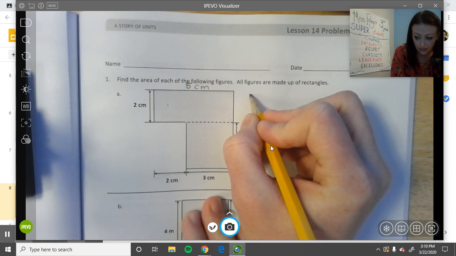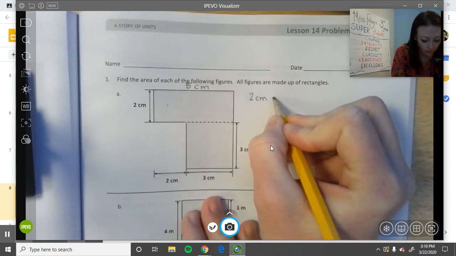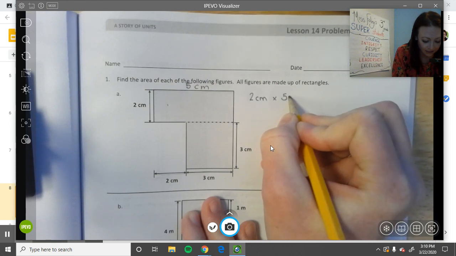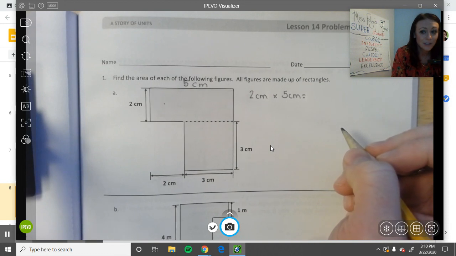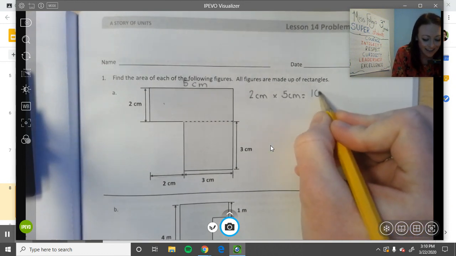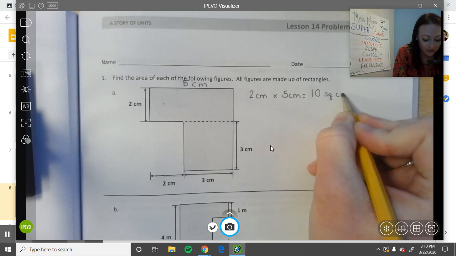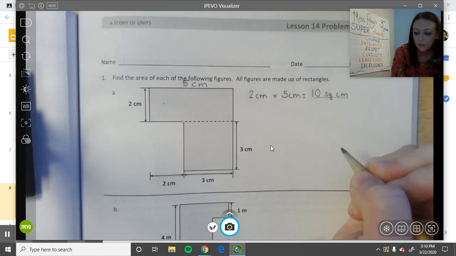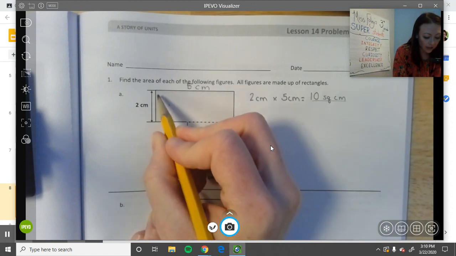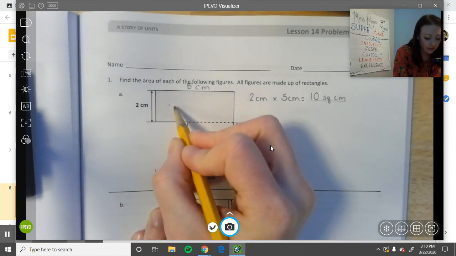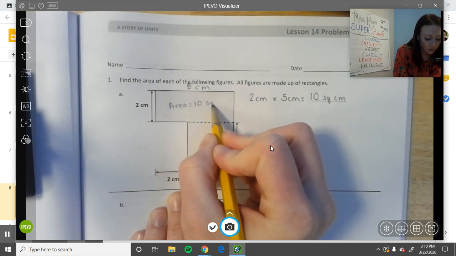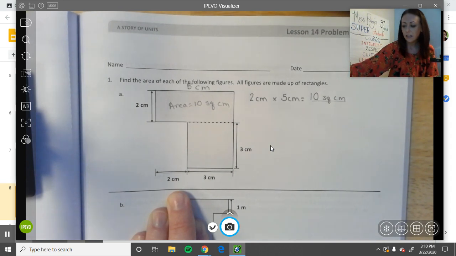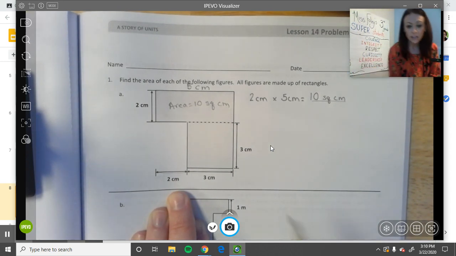I'm going to take 2 centimeters multiplied by 5 centimeters, my length times my width. 2 times 5 is 10 square centimeters. Area always has square centimeters as our label. So I know that the area of this top rectangle that I called rectangle A has an area of 10 square centimeters.